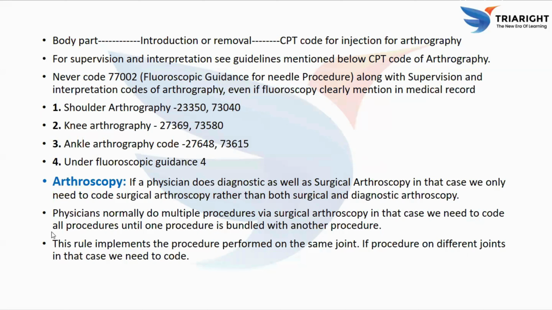So what are the common arthrography codes? Shoulder arthrography: 23350 code for injection into the shoulder joint and 73040 for supervision and interpretation. So code together when the same physician performs both. Knee arthrography: 27369 for injection and 73580 for S&I. Ankle arthrography code: 27648 for injection and 73615 for supervision and interpretation.